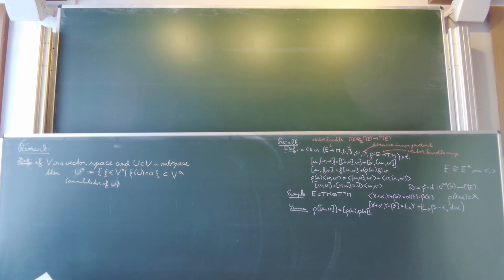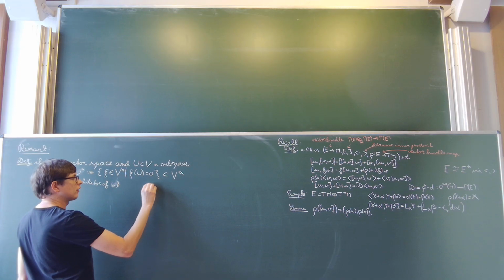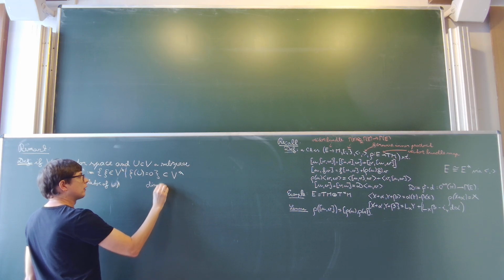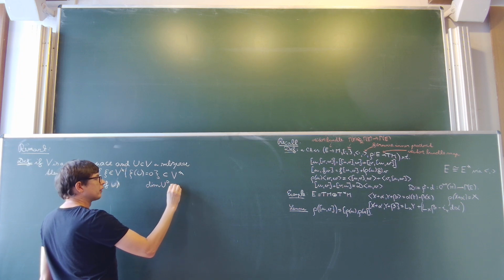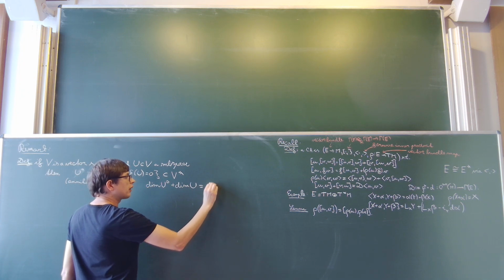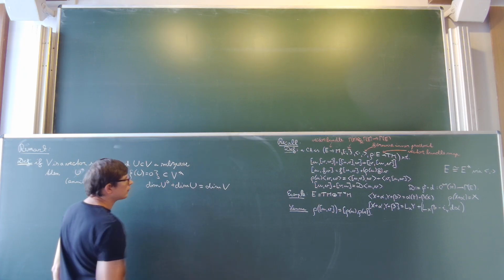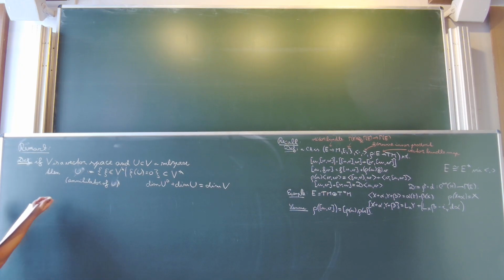And it's not difficult to see that the dimension of the annihilator is precisely complementary to the dimension of U. So together they give you the dimension of the whole space. Okay, nothing too fancy.